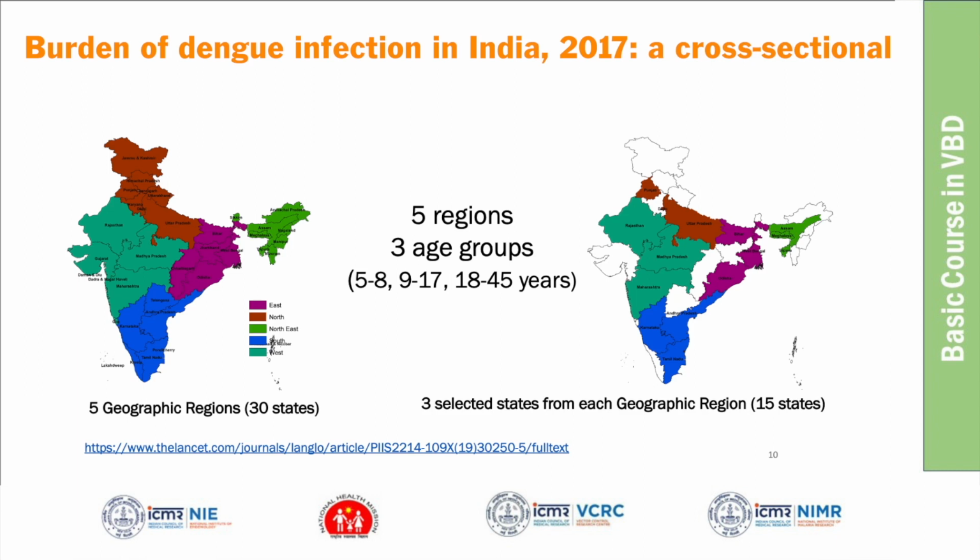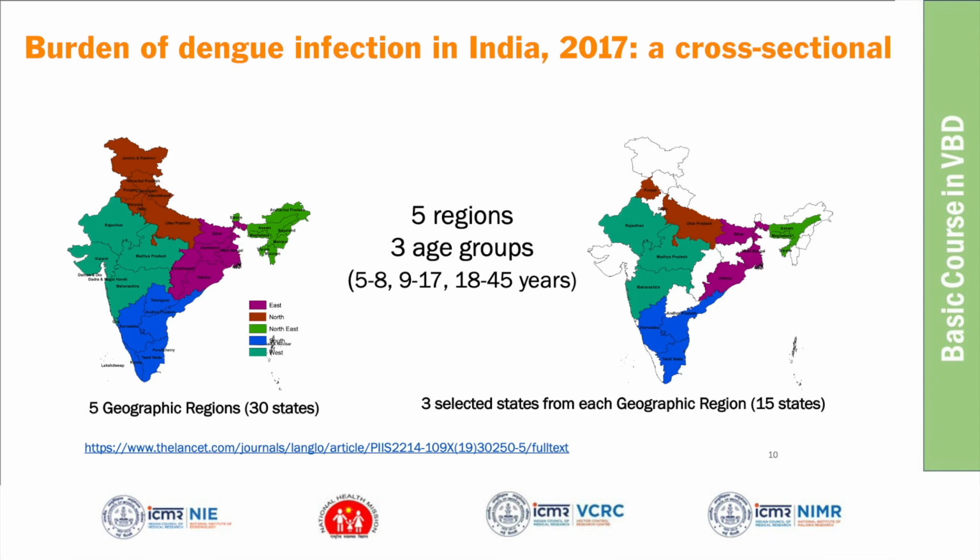We collected samples by dividing the participants into 3 age groups: 5 to 8, 9 to 17, and 18 to 45 years. We did this survey in 2017. The survey findings are published in Lancet Global Health. I have given the link to the paper at the end of the slides.